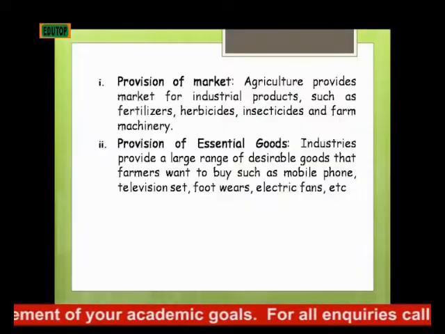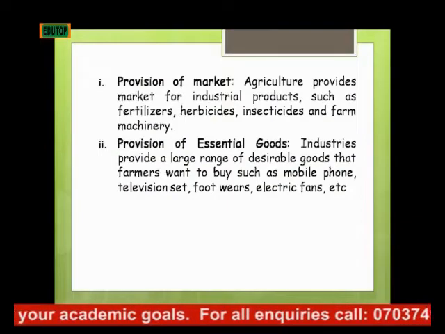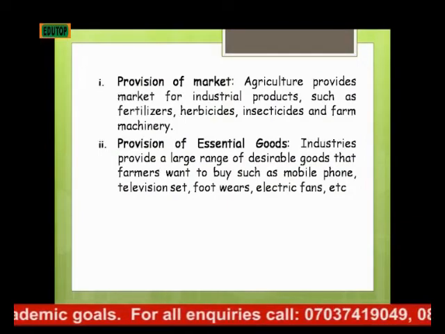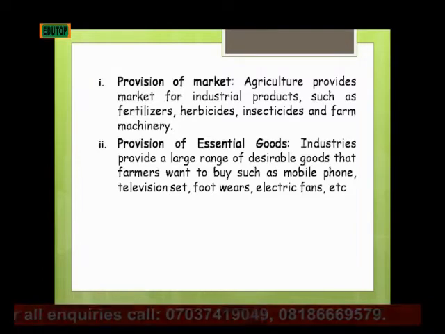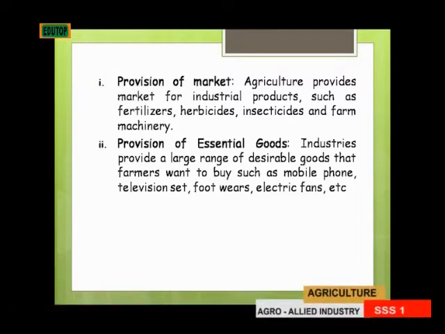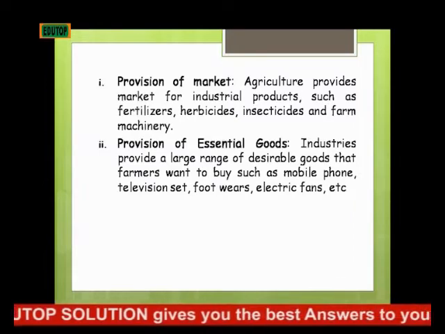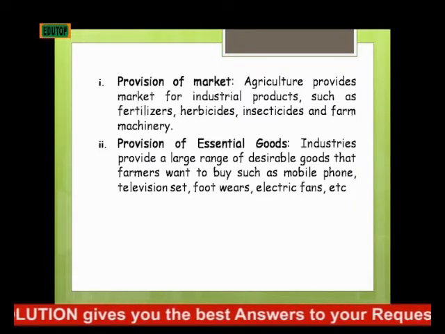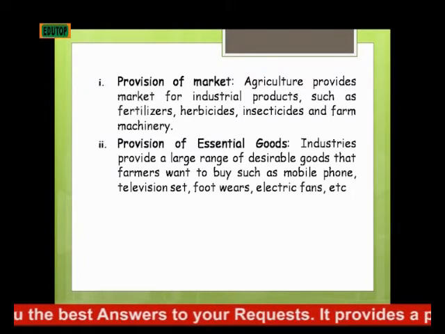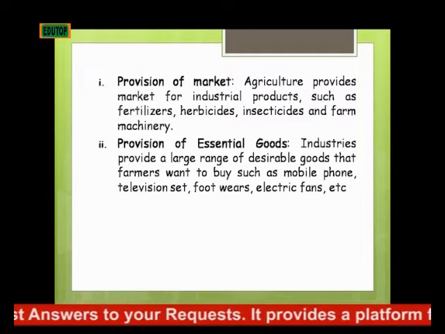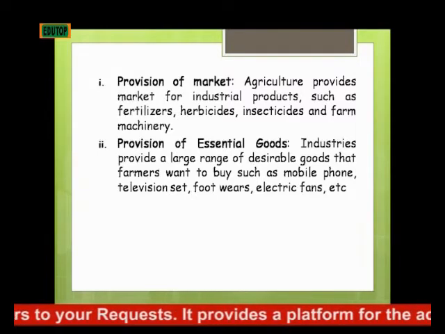Then 3. Provision of market. Agriculture provides market for the industrial products such as fertilizer, herbicides, insecticides, and farm machinery. It is agriculture that absorbs part of the products, that is, they serve as markets for the products of the industries. Then provision of essential goods.